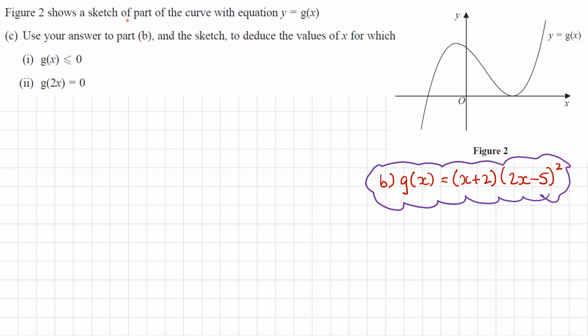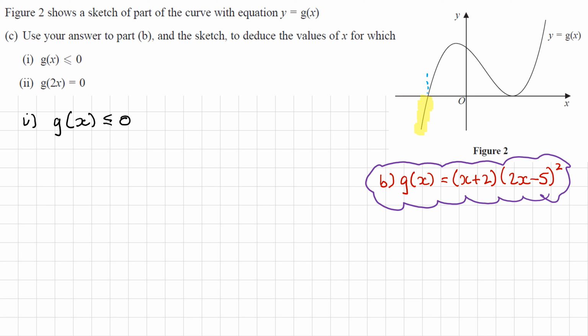Figure 2 shows a sketch of part of the curve with equation y equals g of x. Part C: use your answer to part B and the sketch to deduce the values of x for which g of x is less than or equal to 0. Now, where is the graph less than or equal to 0? Down here. So we want to find the value of x for which that happens.